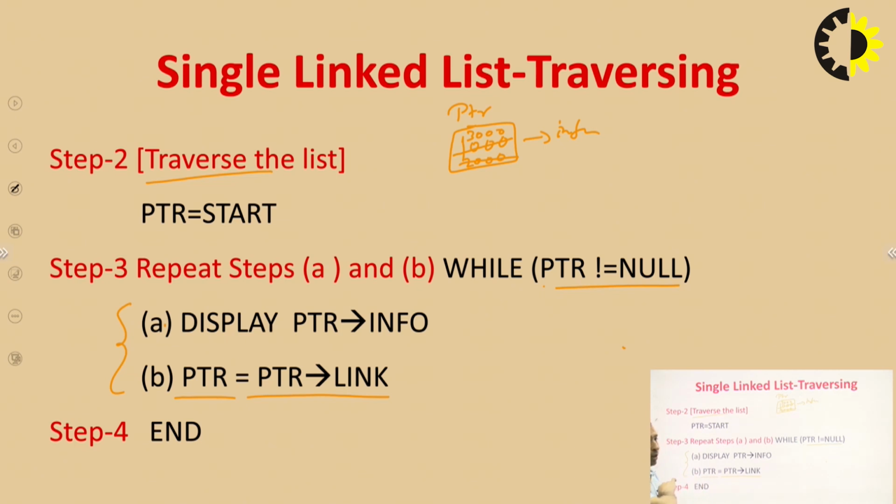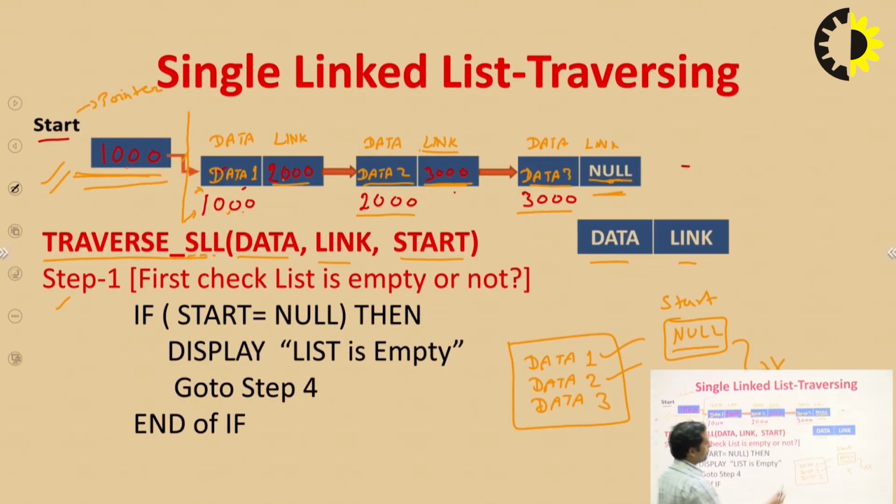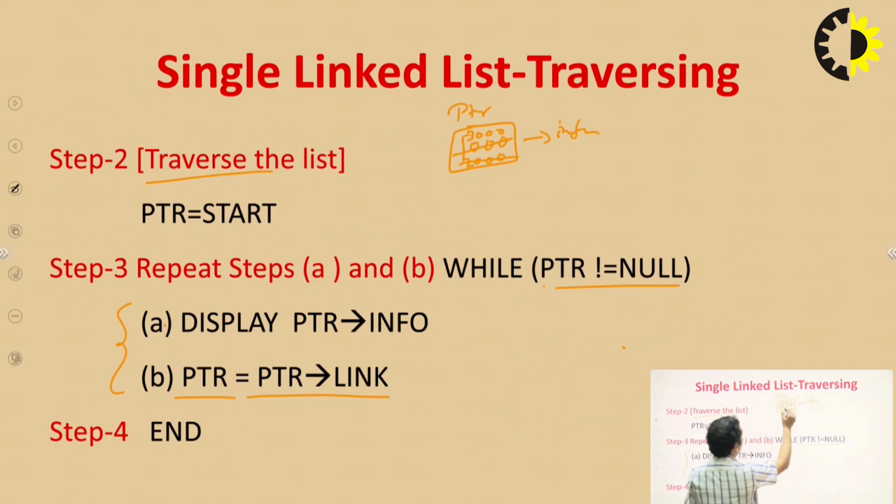This is not equal to null. So we must repeat these two steps: display and then update the PTR. Display the information part. In the information part, we have data 3. Display and update the PTR with the link part of this particular node, that is null. Now update this with the help of null.